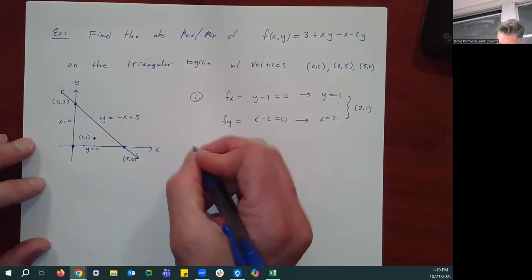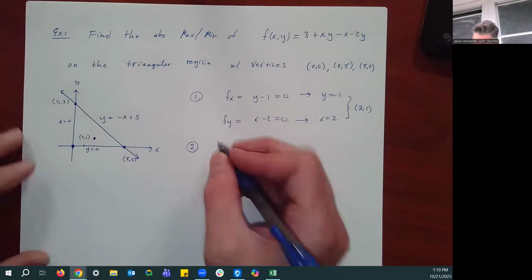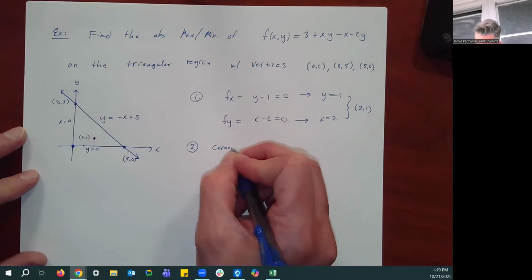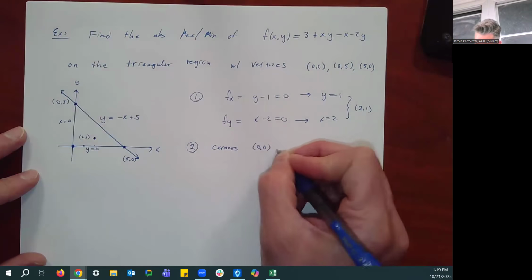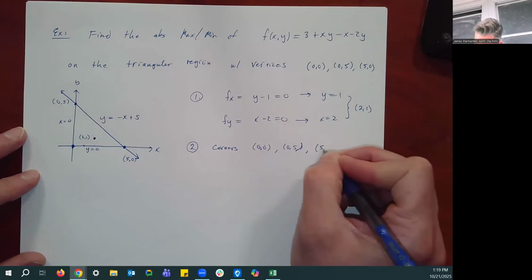We have our corners, of course. Feels like even silly to like write the points. They're already there, but the corners, we will remember to check them. 0, 0, 0, 5, and 5, 0.